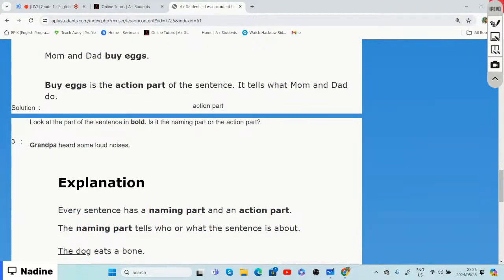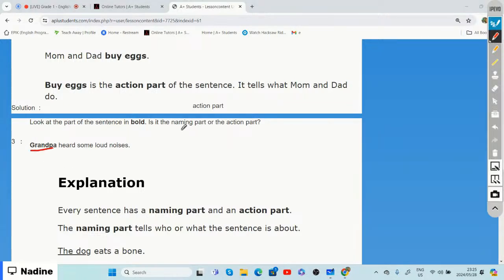Now we need to look at the next one. It says grandpa. Grandpa heard some loud noises. So the word grandpa, is grandpa a naming part or is grandpa an action part?